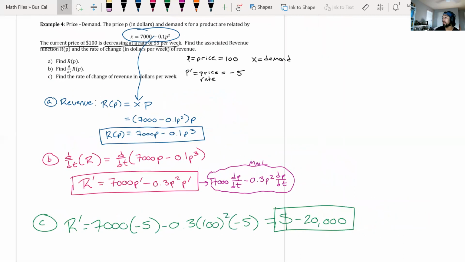So based on this problem, now we have a negative answer. This means that revenue is what? Decreasing. Because the problem says the current price is 100, and they are decreasing the price by $5 per week, so it would make sense for your revenue to decrease. So we can say revenue decreases. Okay. Any questions on that before moving on?